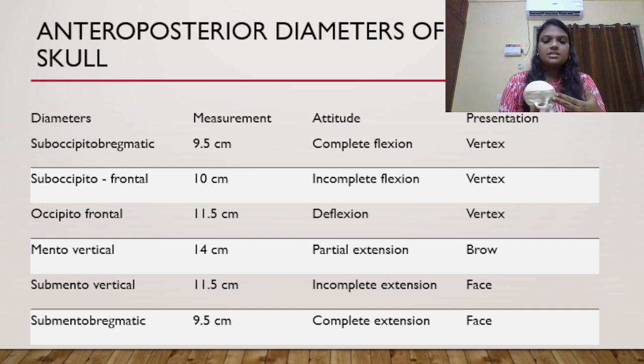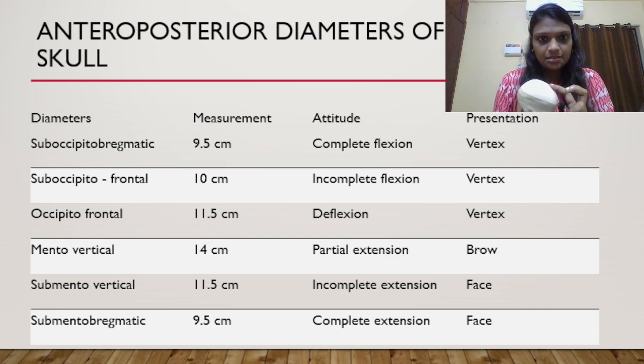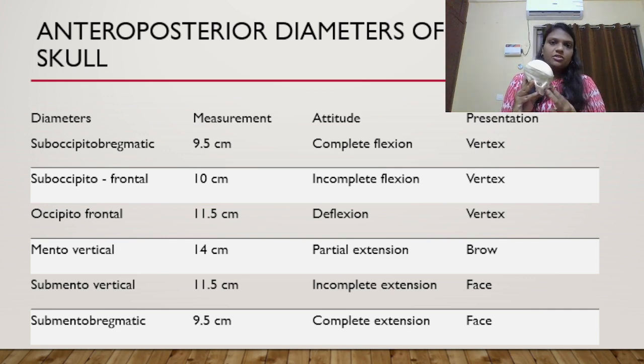And complete extension. Again, in complete extension, the diameter of engagement will be the submentobregmatic, which is 9.5 centimeter. And again, I will feel for the face of the baby during the pervaginal examination. The submentobregmatic measures from the junction of the mentum and the neck to the center point of the anterior fontanelle, that is the bregma. It measures about 9.5 centimeter.